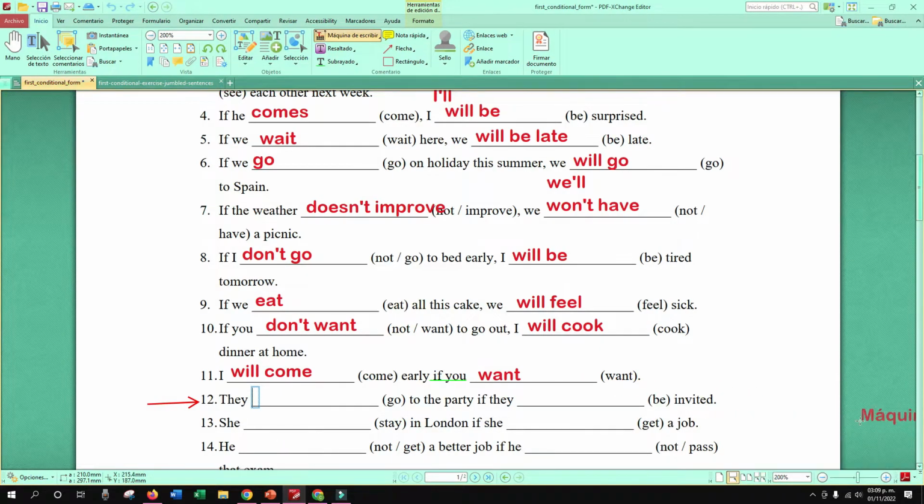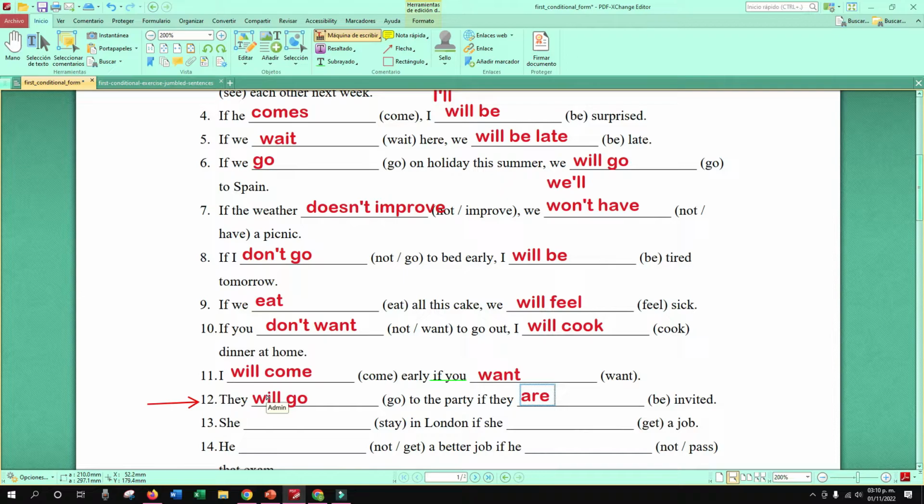Recuerden, la if clause, ¿qué dijimos? Siempre va a ir con presente simple. Y la main clause siempre va a utilizar el futuro. Entonces, en este caso tenemos primero el resultado, de nuevo, ¿verdad? Entonces, they will go to the party if they are invited, right? De esta forma nos quedaría, Miss Tania, ¿vean?